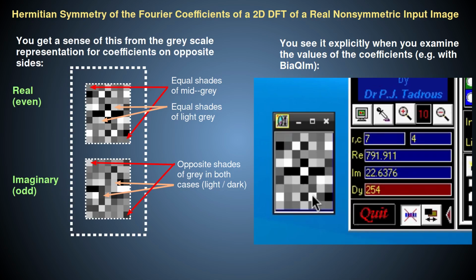Now, some of you who may have seen other Fourier transforms of images might be thinking, but this doesn't look like the Fourier transforms I've seen before. The reason for that I'll discuss next.